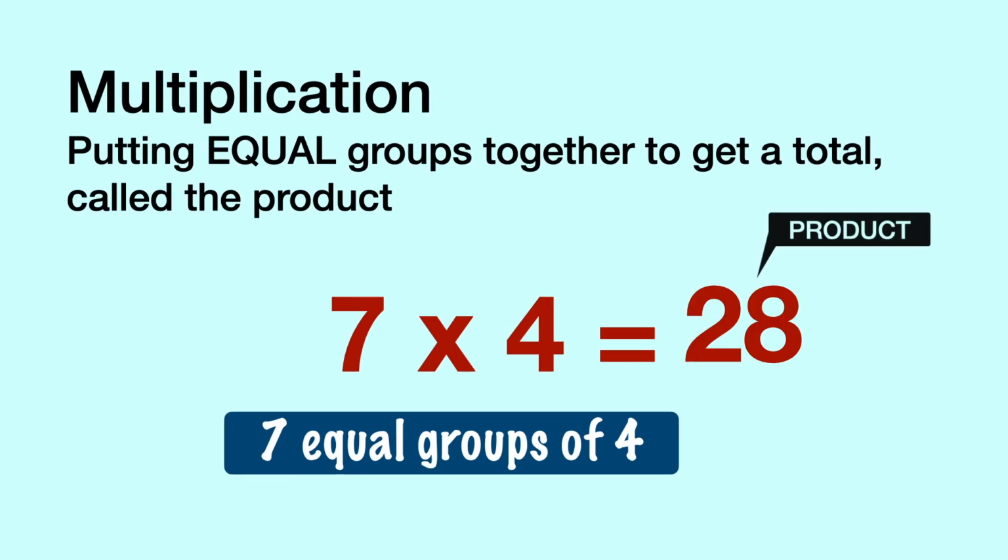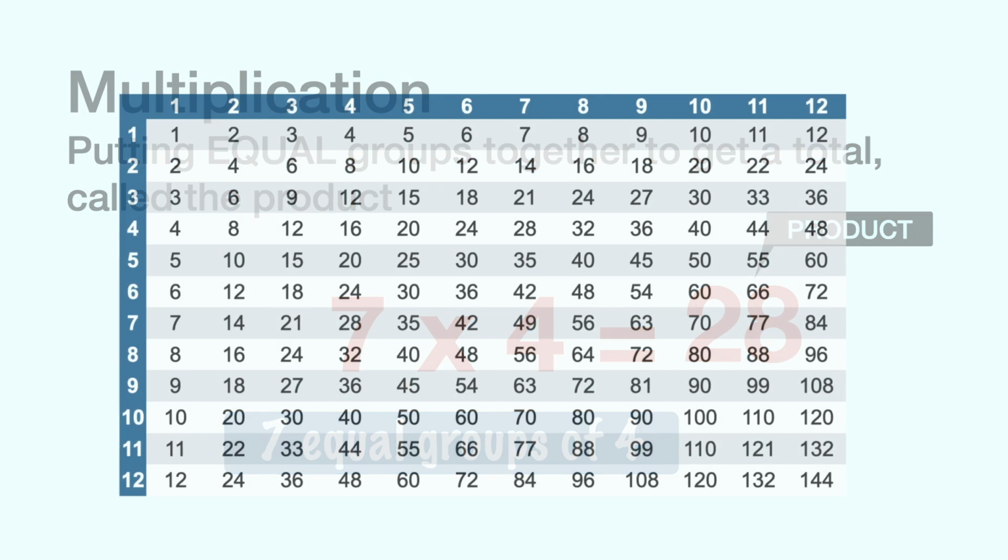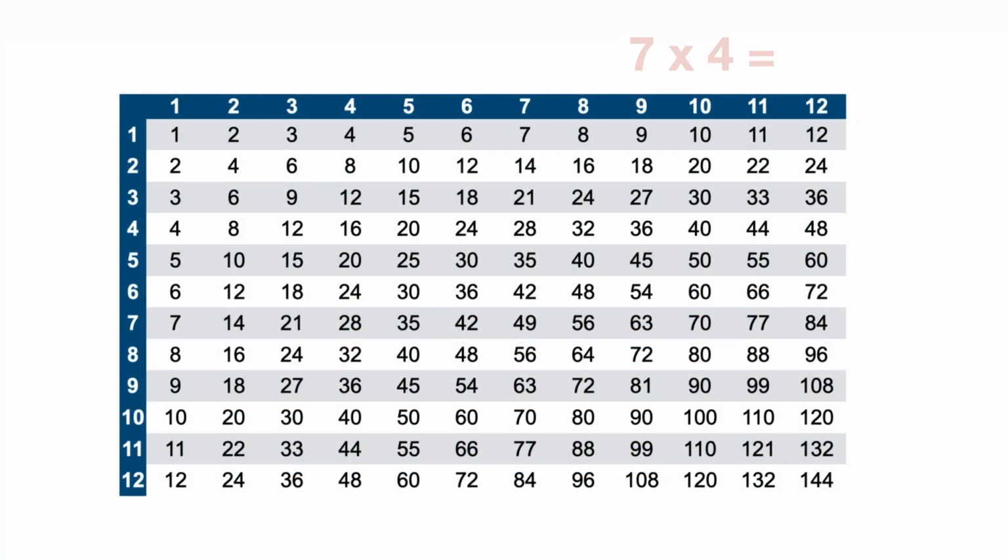Here we still have the 7 groups or baskets of 4 apples in each basket. Multiplication is putting equal groups together to get the product. This problem, 7 times 4, can be read as 7 groups of 4. So instead of 4 plus 4 plus 4 plus 4 plus and so on, we have 7 times 4, which is much easier.